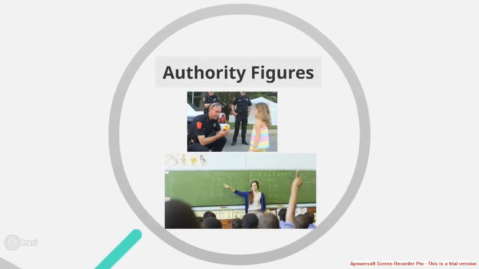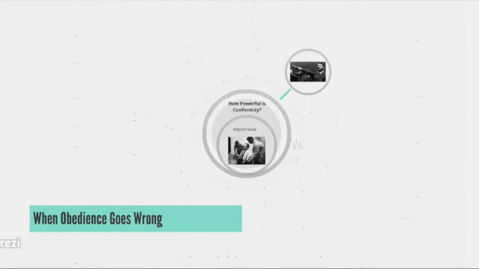No matter the authority figure, we obey in certain contexts because of age differences, experience, and credibility. While obedience and conformity are both useful in some contexts, they can also be dangerous.